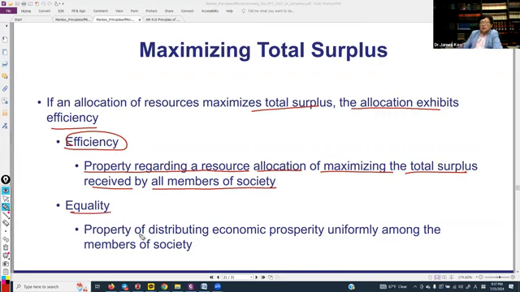And equality is the property of distributing economic prosperity uniformly among the members of society. It's different.